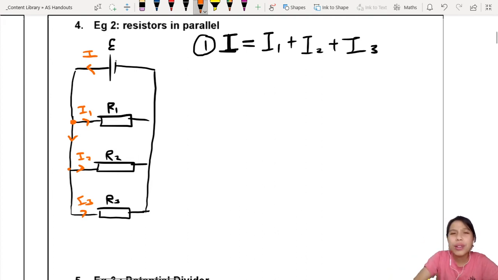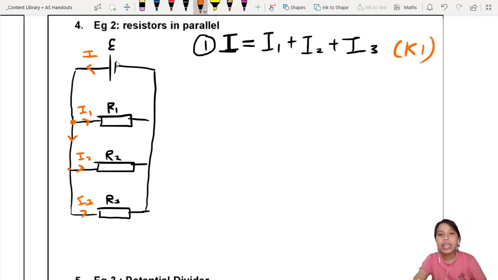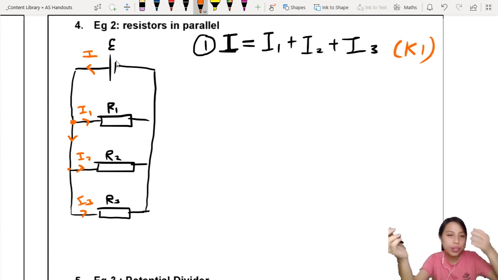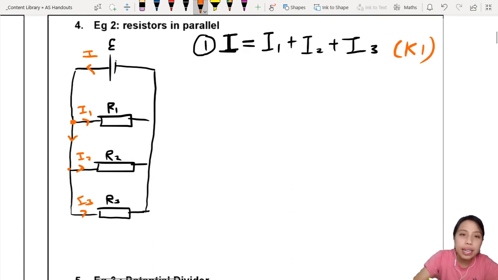This is what law? We have seen this before. What law is this called? This is Kirchhoff's first law. The current one, conservation of charge. Okay, your charge has to go somewhere. So when they split out what you have, you split. Okay, then the second step, you might have guessed, we're going to do something similar also.